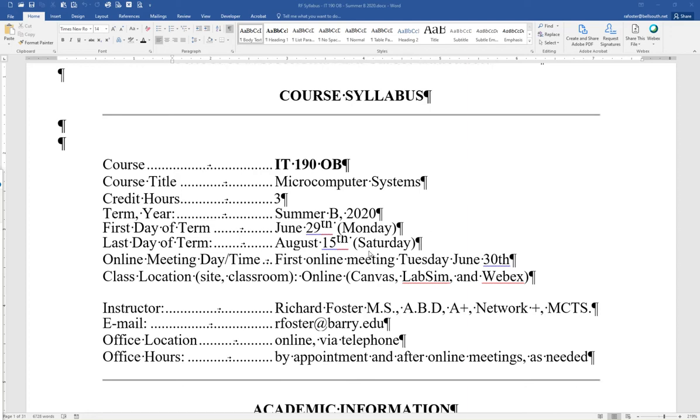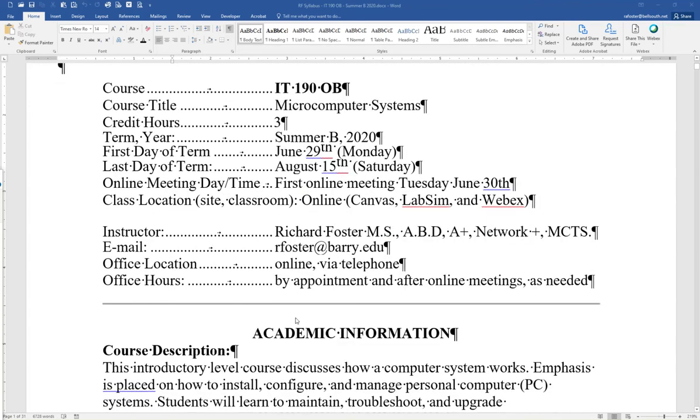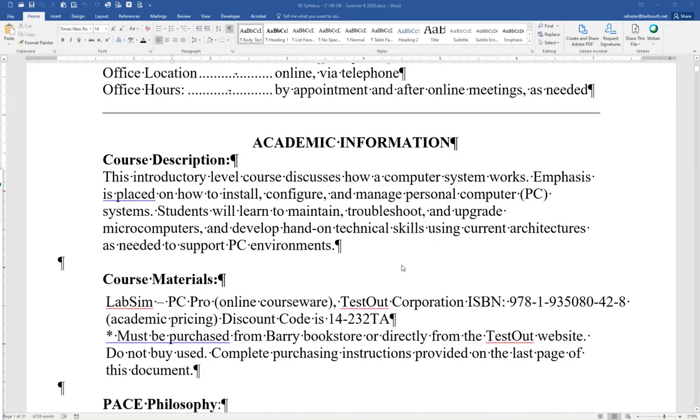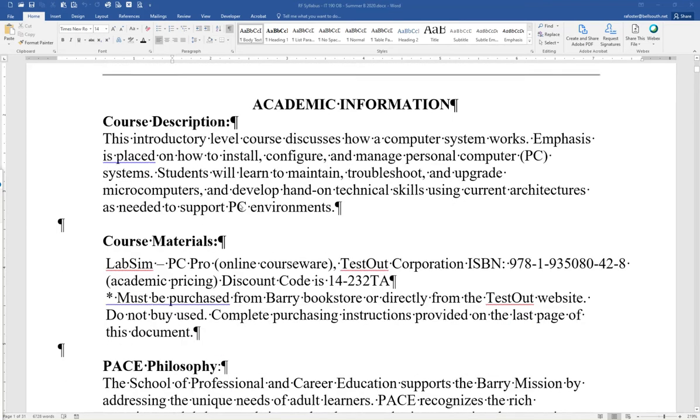So here's all my pertinent information over here. Please feel free to contact me. I check my emails 3 or 4 times a day, and I will get back to you as quickly as I can. It's very rare that I take longer than a day, and most of the time I'm able to get back to you within the same day. So with that, I'm not going to go over all of the ins and outs of the syllabus, but you can read most of it for yourself.